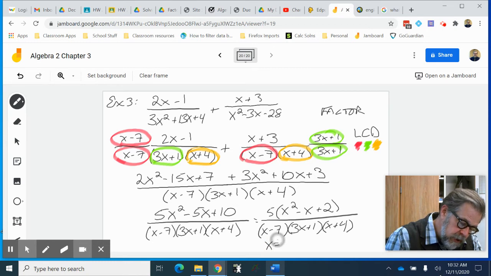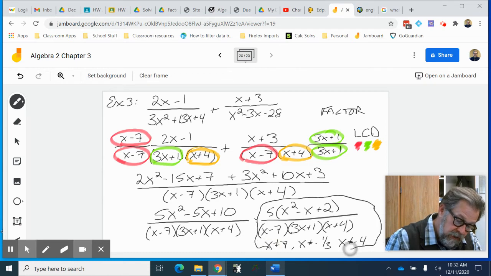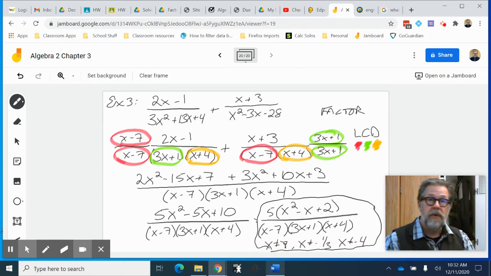And domain restrictions, x can't be 7, x can't be negative 1/3, and x cannot be negative 4. And if I cared, I would maybe jot myself a note that these will all be asymptotes, since there are no holes created in this problem.